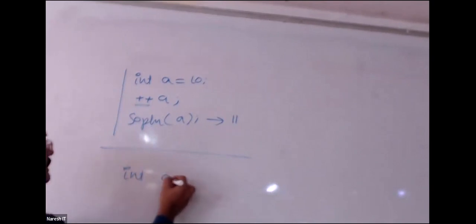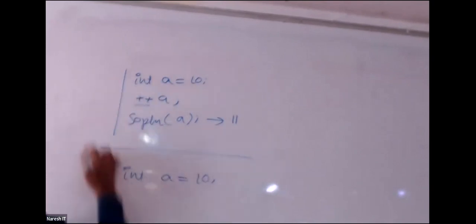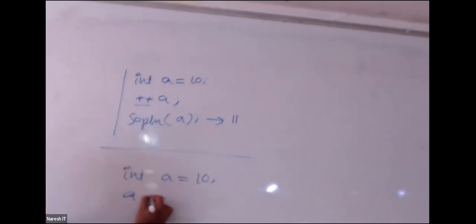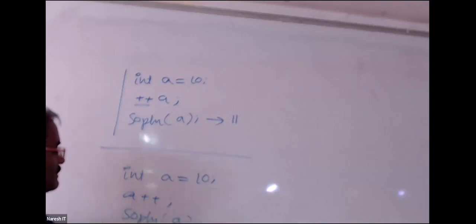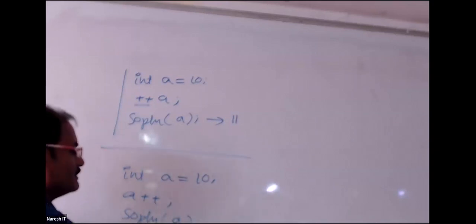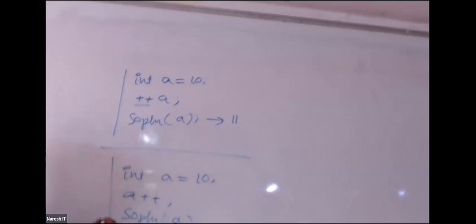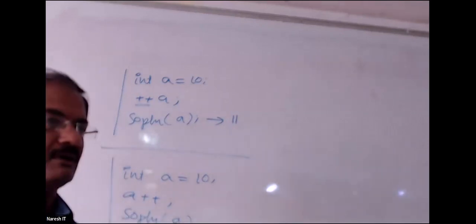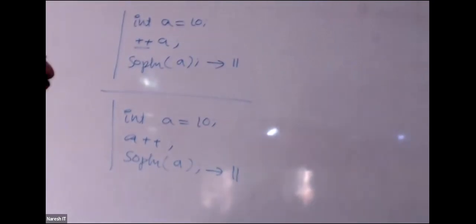Int a equal to 10. Again, same statement I have written: a++; System.out.println(a). What is the a value? Here also 11. Okay, here also you'll get 11. Either you use pre-increment or post-increment, the variable value is increased by 1.